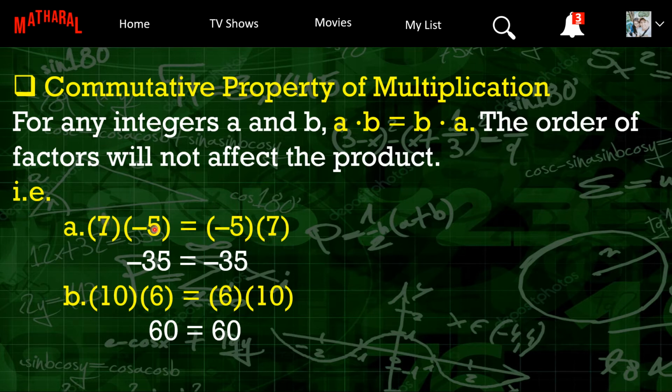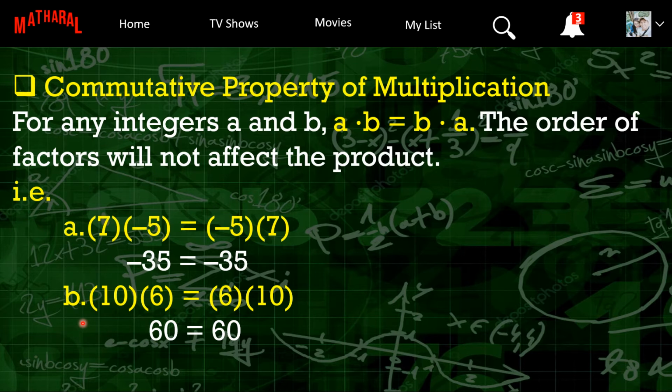So, the product of these two integers is 35. But they are unlike signs. One is positive, positive 7, and one is negative. So the product of 7 and 5 basically is 35, and you're going to add a negative sign here. The same here, negative 5 times positive 7 is negative 35. So that's the way to multiply integers with unlike signs.